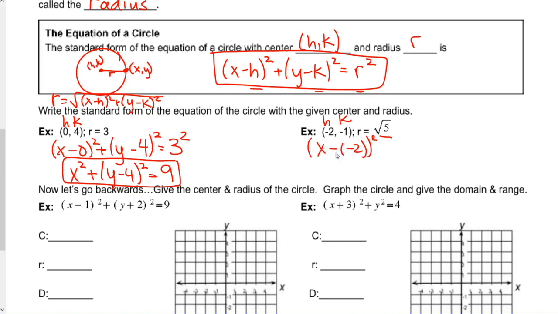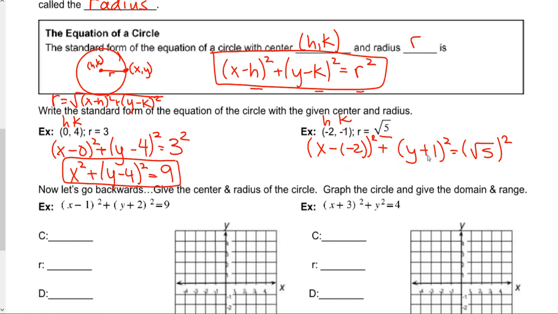Now notice this, double negative becomes a plus. Then we're going to add to that our y minus our k value. So minus a negative 1 becomes a plus 1 squared. This is the version that I always do, is equal to the radius squared. So we have the square root of 5 squared.